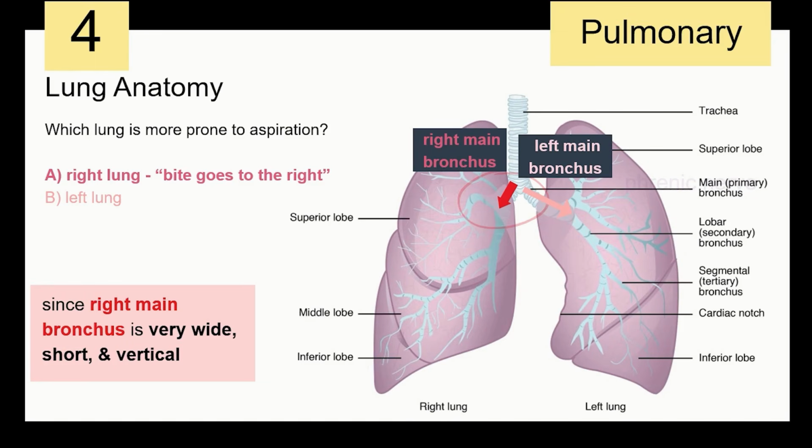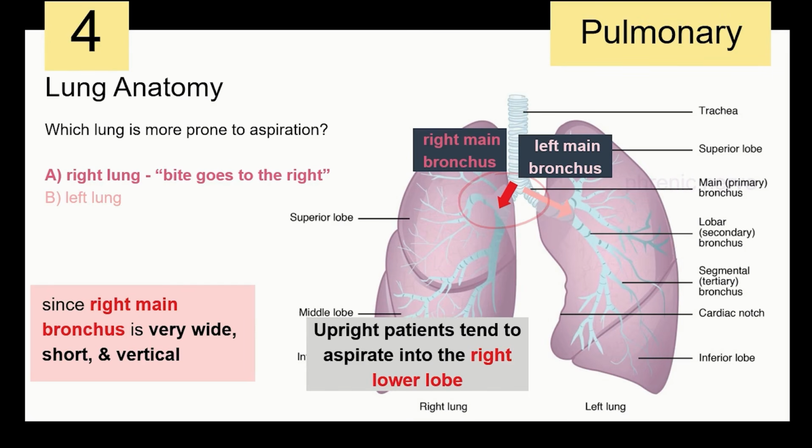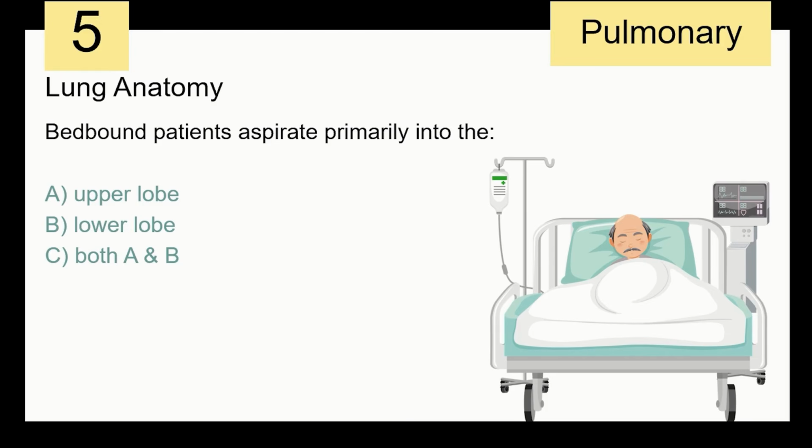The right main bronchus and the left main bronchus. Again, the right one is short and wide and vertical. Now, upright patients tend to aspirate food, and that's why upright patients tend to aspirate into the right lower lobe, again because of gravity. In contrast to bedbound patients, they aspirate primarily into both A and B.